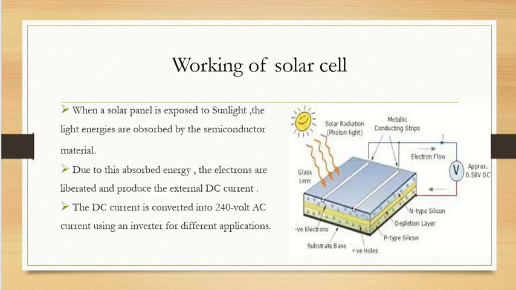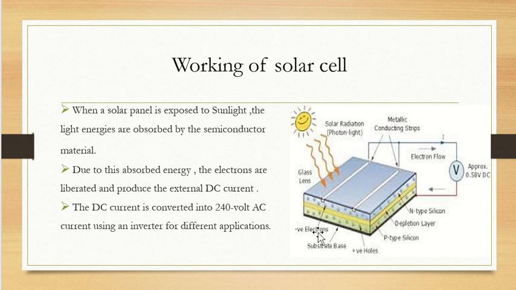Now let's know the working of solar cell. When a solar panel is exposed to the sunlight, the light energy is absorbed by the semiconductor materials, which is the n-type semiconductor and the p-type semiconductor. Due to this absorbed energy, the electrons are liberated and produce the external DC current. Here the electrons are liberated, negative electrons and the positive holes.